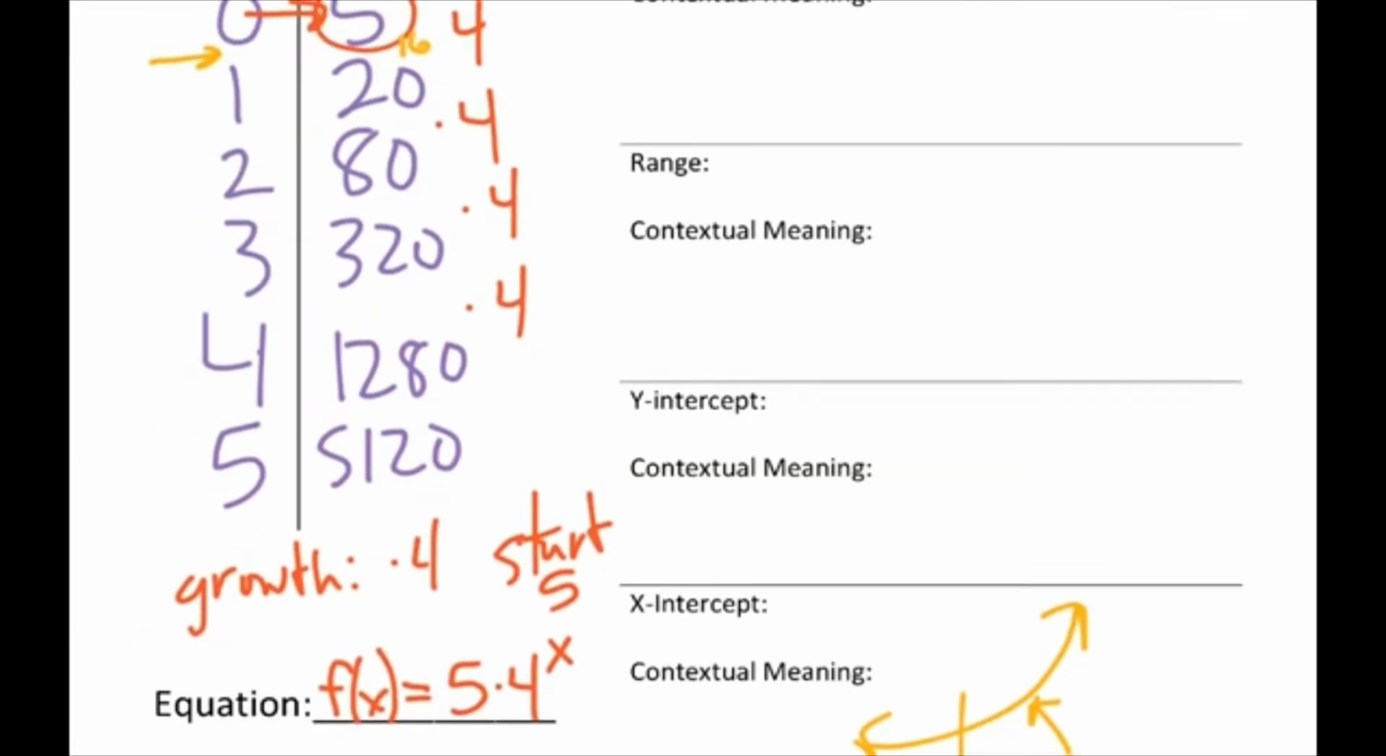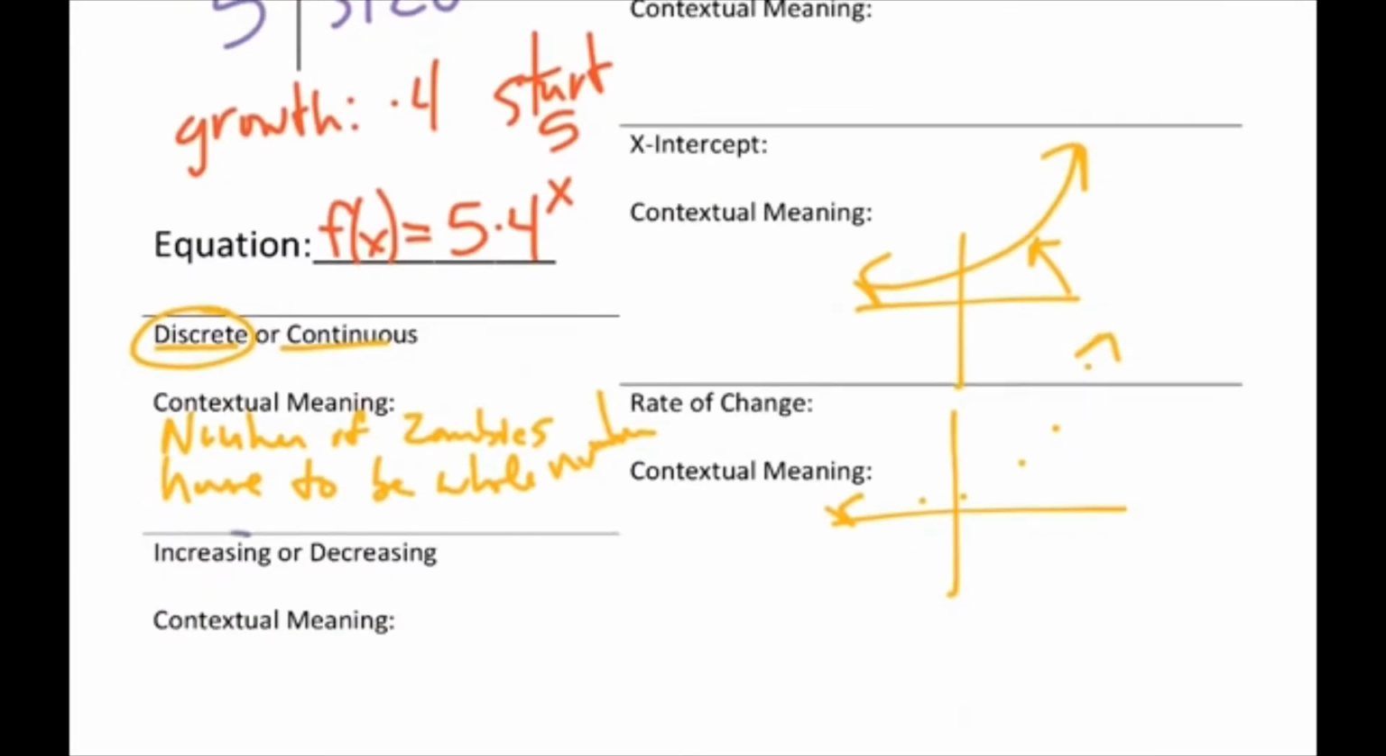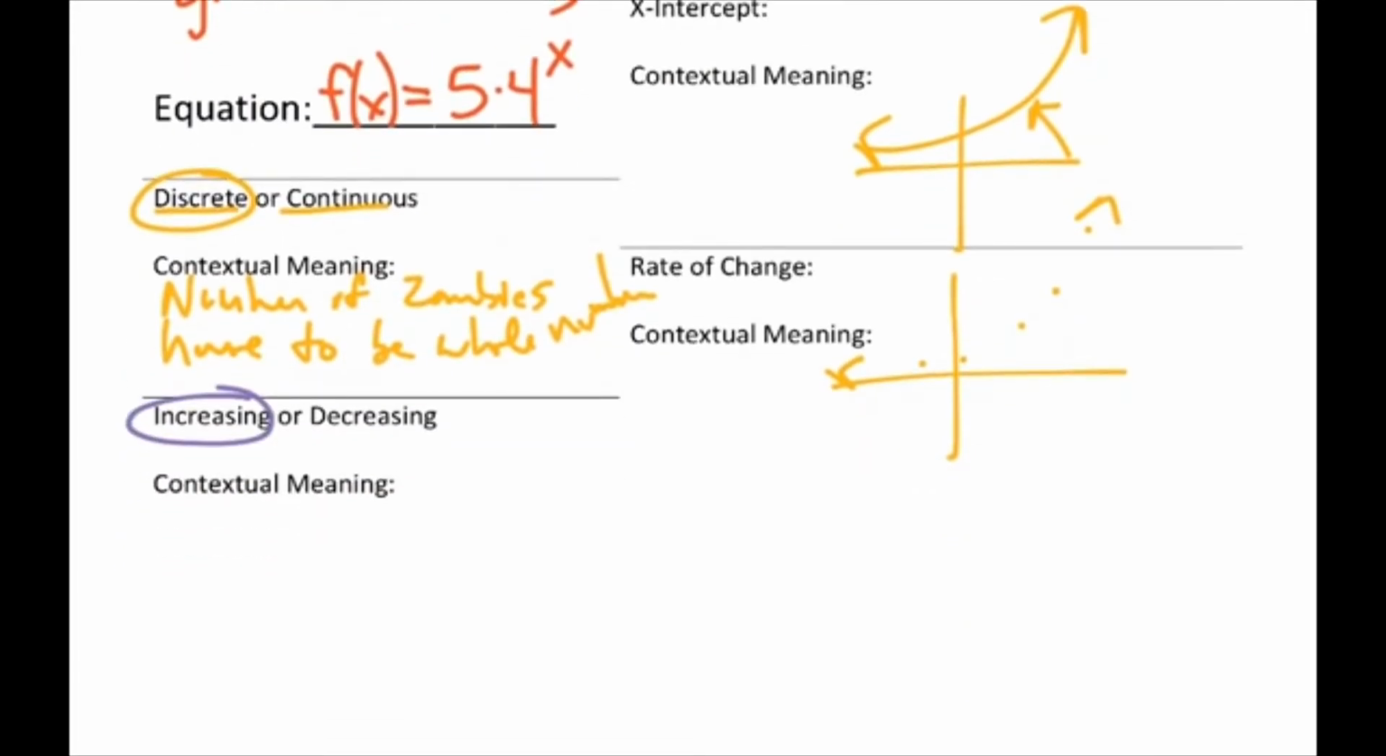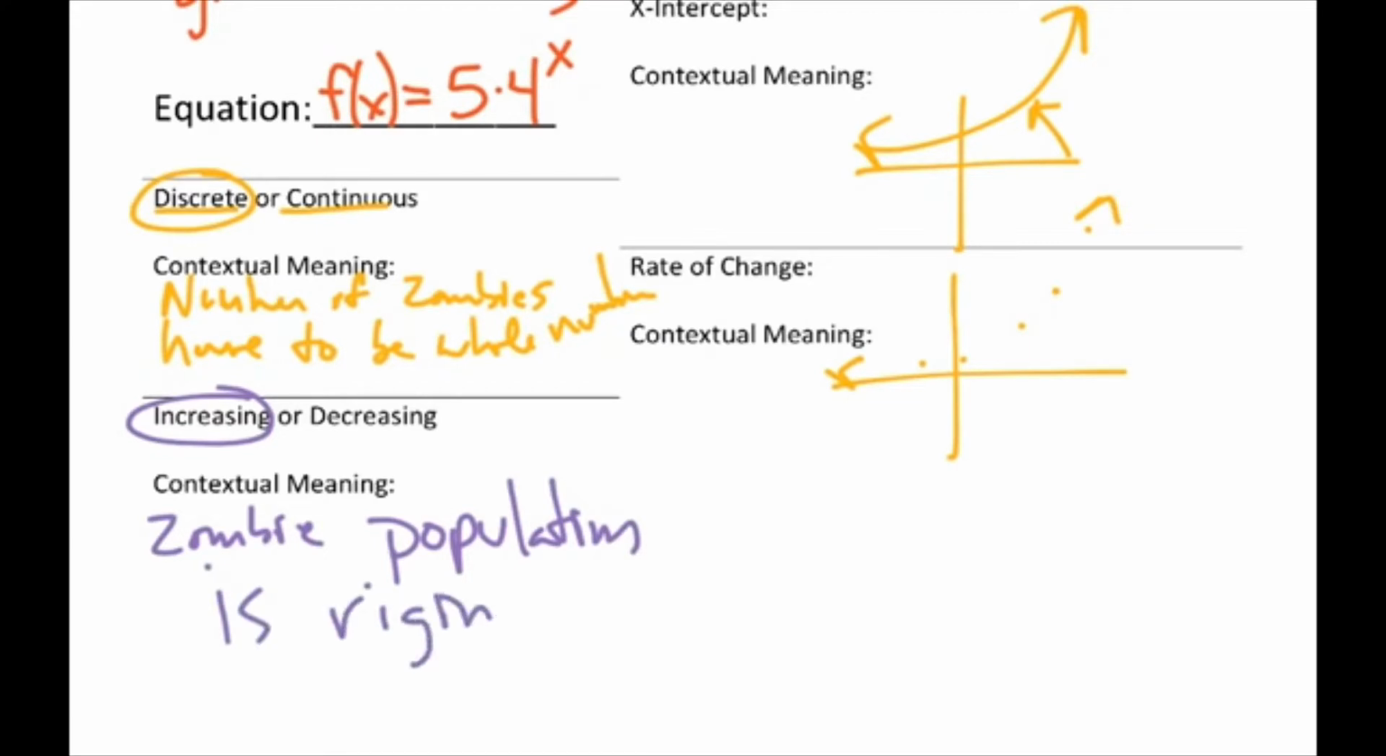Well, the number of zombies is going up, so it's definitely increasing. What does that mean? According to our story, the zombie population is rising. My goodness, I need to write better, don't I? Can't spell either.